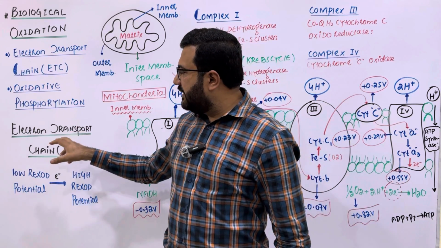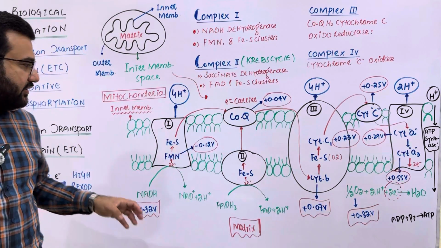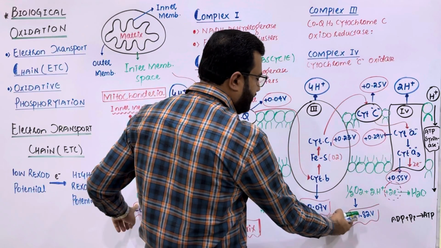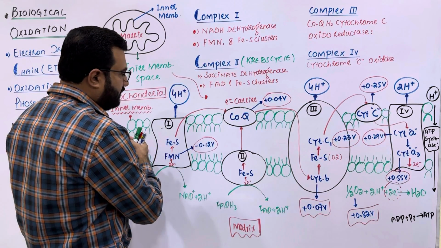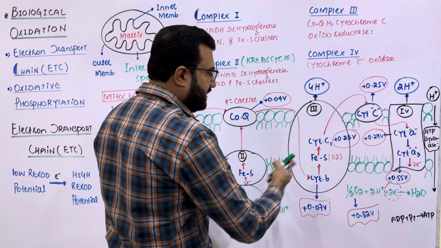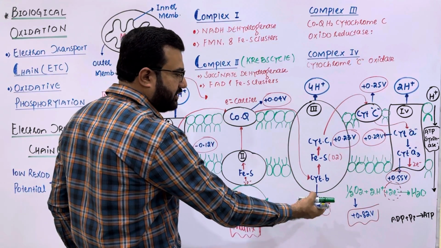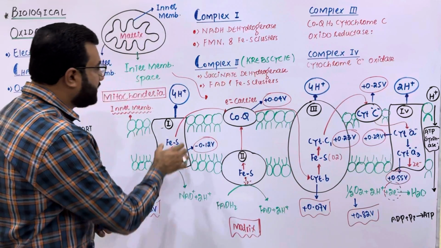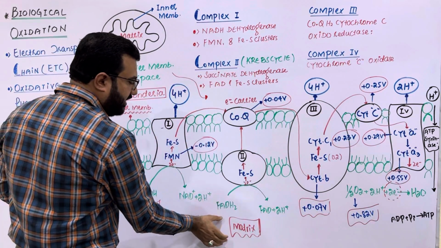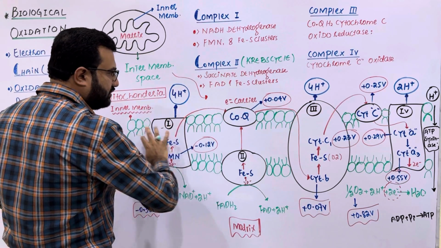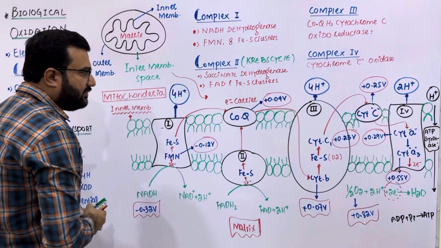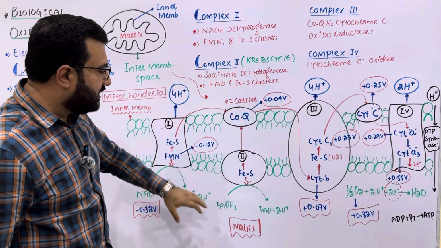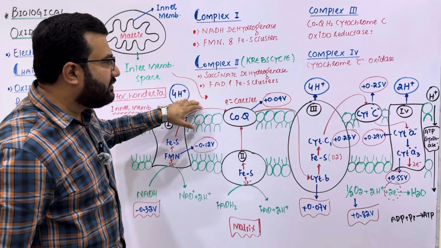My dear students, during the electron transport chain, the electrons flow from the lowest redox potential to the highest redox potential, and when electrons move through these four protein complexes from low redox potential to high redox potential, this releases energy, and that energy is used to pump the protons from the mitochondrial matrix to the intermembrane space through the inner mitochondrial membrane. In this way, a proton gradient is developed between the mitochondrial matrix and intermembrane space.